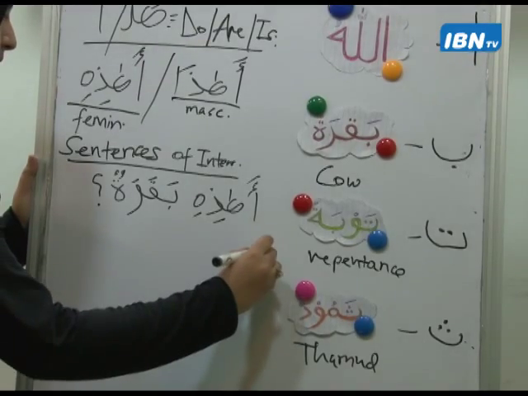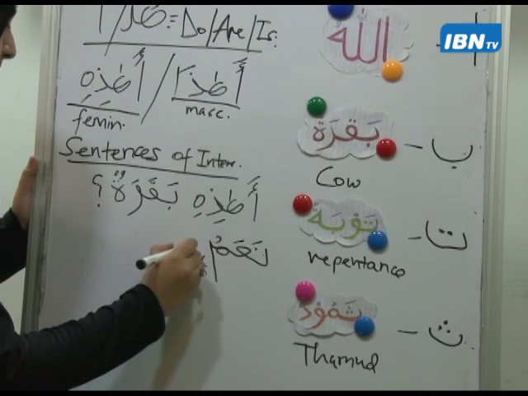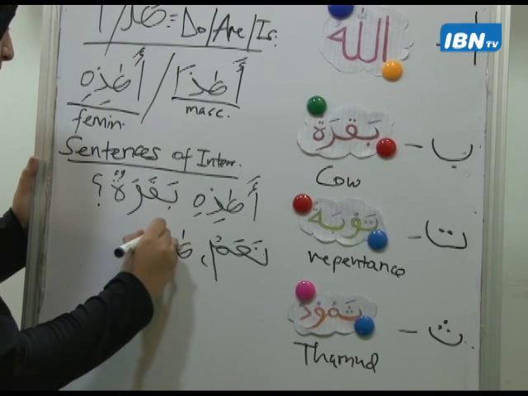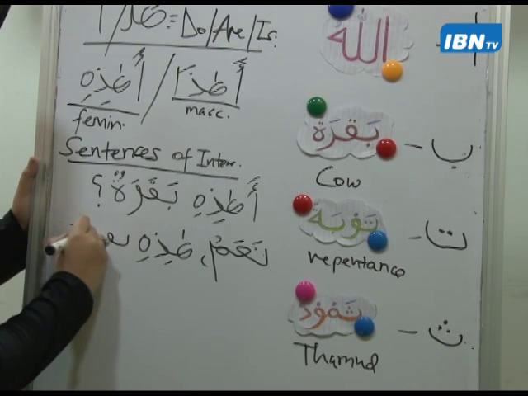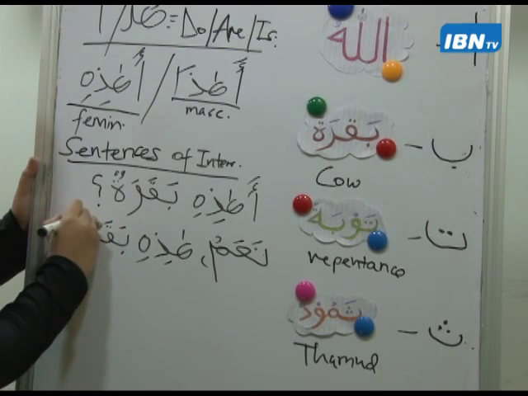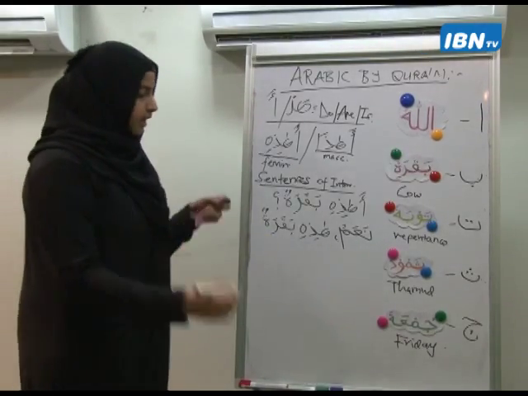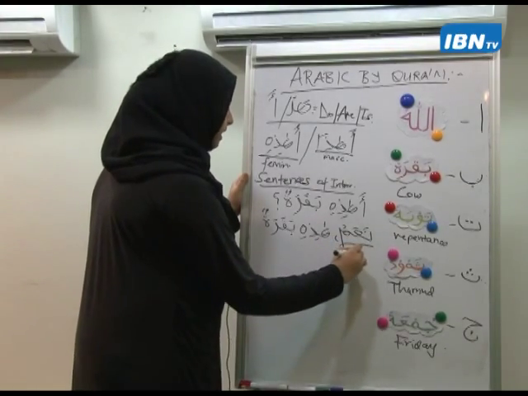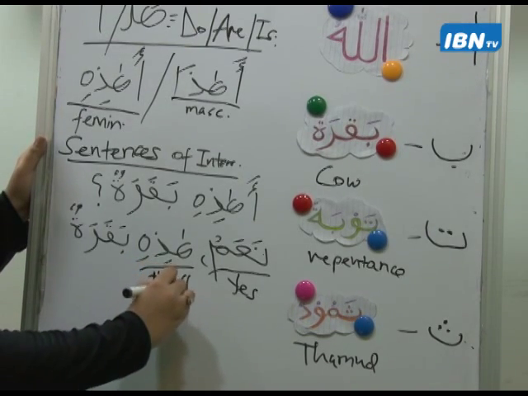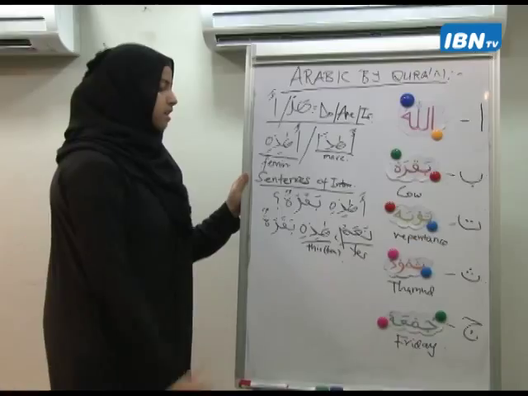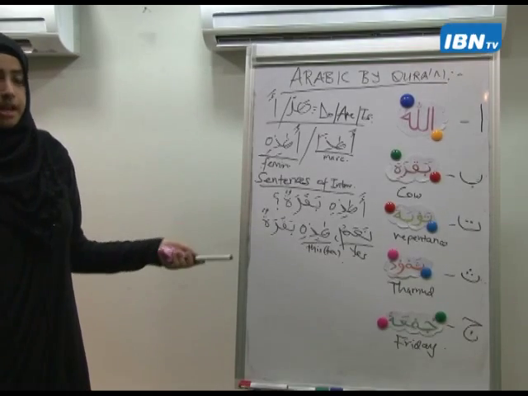And of course you will say, نعم هذه بقرة. Right? Okay. So na'am, yes, this is a cow. Na'am means yes. Hadihi is this for feminine only. Feminine. And baqaratun, cow. So, yes, this is a cow.